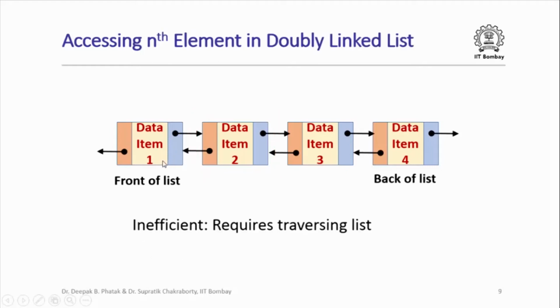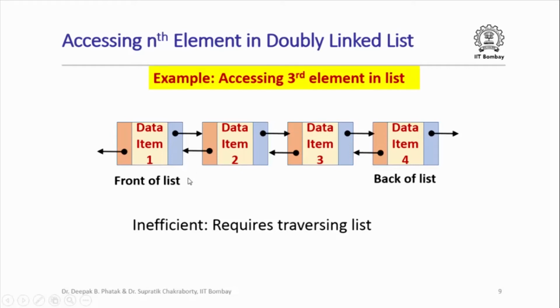However, if you wanted to access the nth element in a doubly linked list, this is going to be fairly inefficient because you don't directly have a way to reach the nth element in the list. You will actually need to traverse the list from its front. So for example, if I were to access the third element in the list, I'll have to start from the front of the list, and that's the first element. Then I have to go from there to the second element using the forward links, and from there to the third element using the forward link again, and only then would I be able to access the third element in the list.